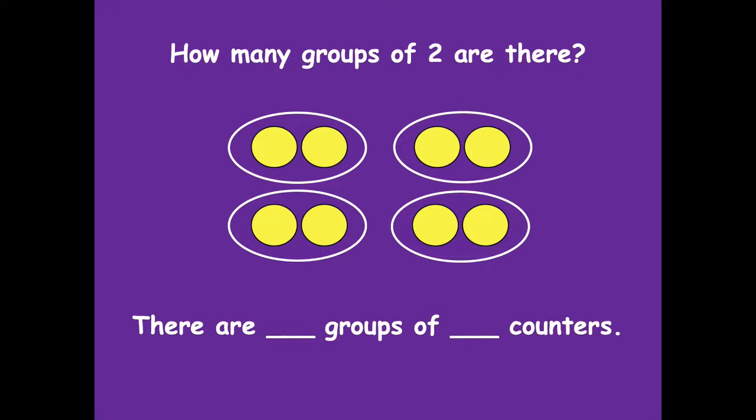So we're going to complete this statement. It says there are blank groups of blank counters. So the first one, there are how many groups? 4 groups of how many counters in each one? 2. So to describe our groups, we would say there are 4 groups of 2 counters.